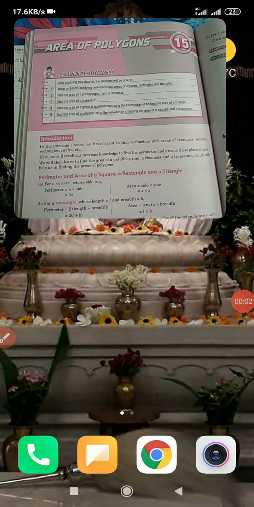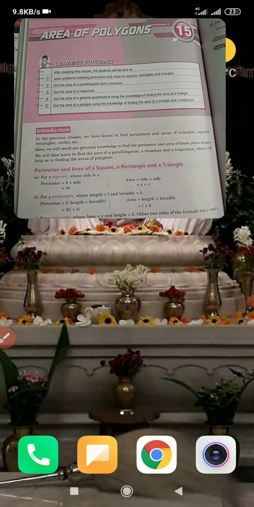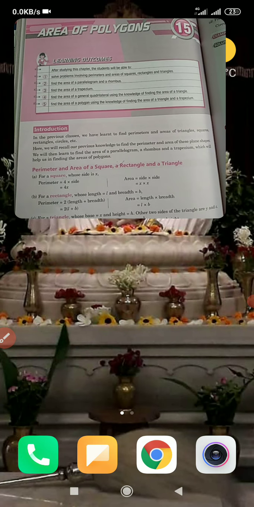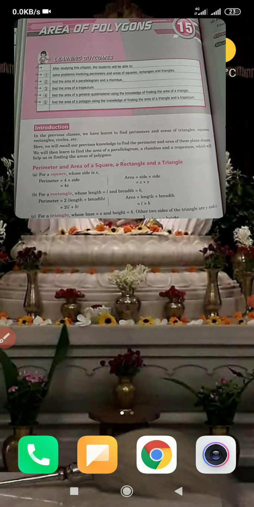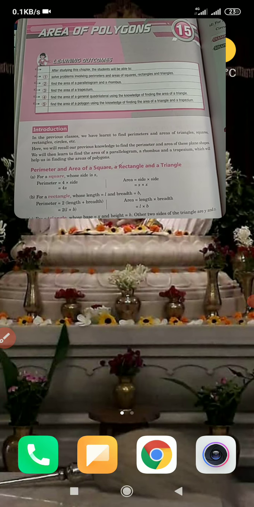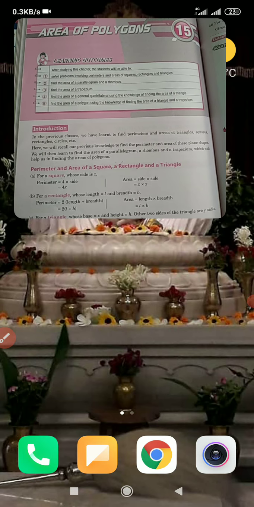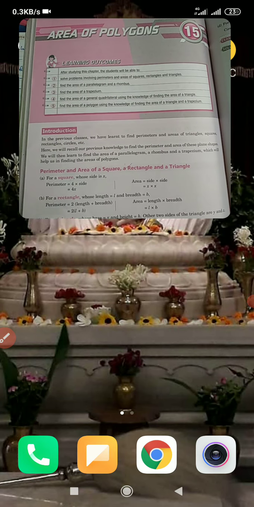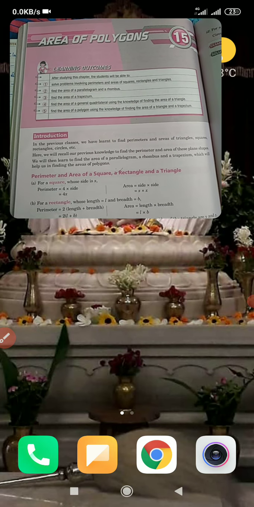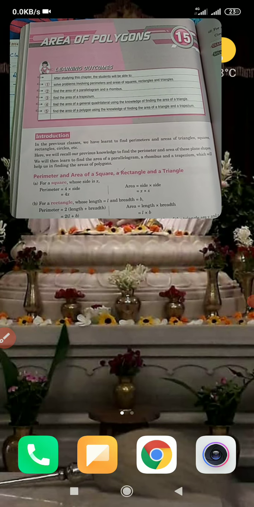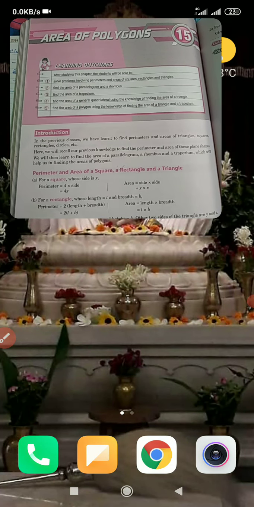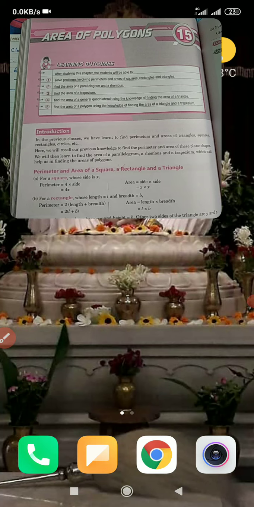Good morning everyone. Today we'll be starting our first chapter for the third term exam, which is area of polygon. By the name of the chapter you can easily understand that we have to find out the areas of polygons, which means the figures which are closed figures such as triangles, squares, pentagons, hexagons, like this. The figures whose ending point and the starting point are the same.